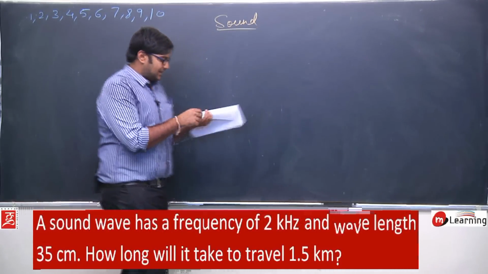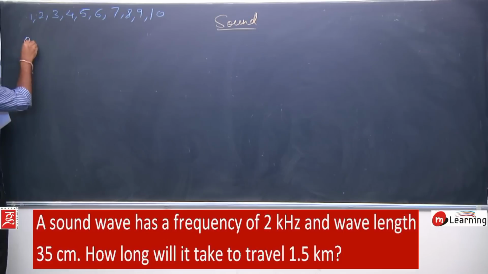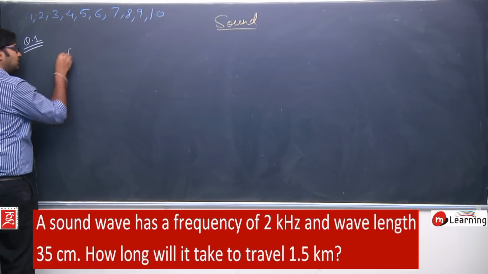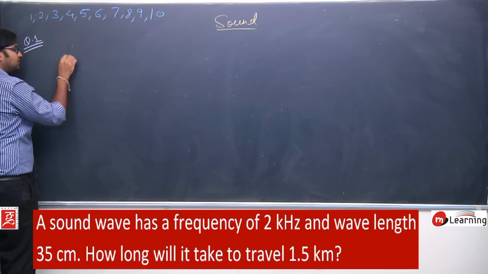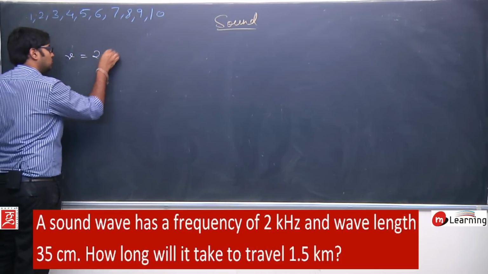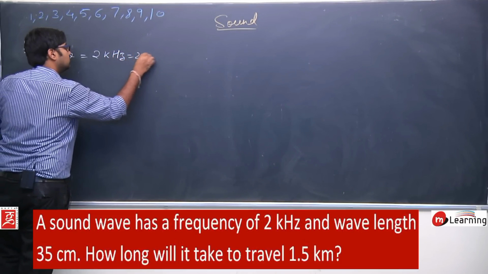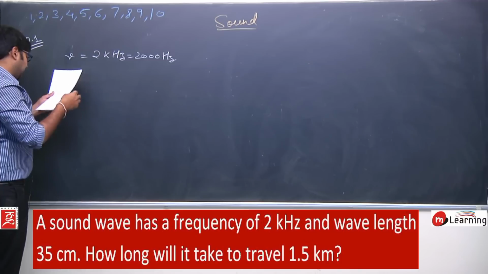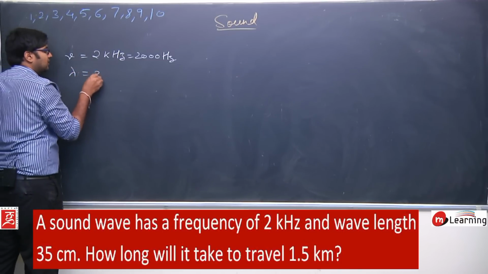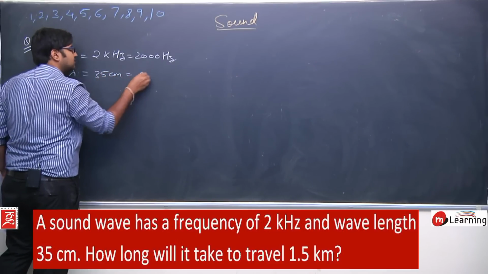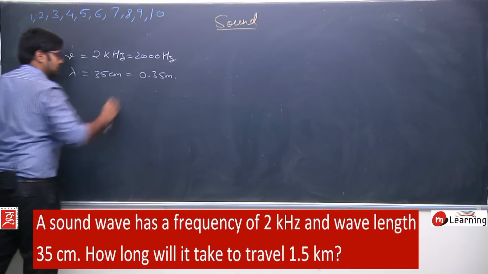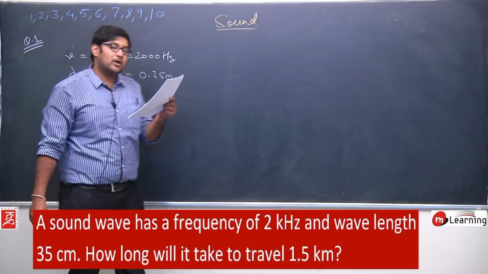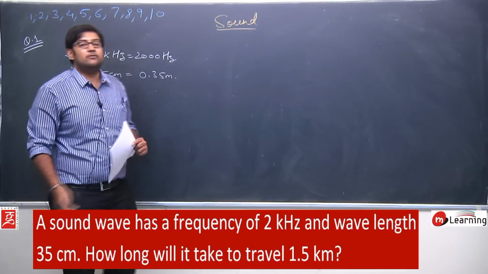Question number 1 says that there is a sound wave which has a frequency, f, or we can write it by nu, of 2 kilohertz, which is 2000 hertz, and it has a wavelength lambda of 35 centimeters, which is 0.35 meters. Now we need to calculate the time required by this wave to travel 1.5 kilometers.